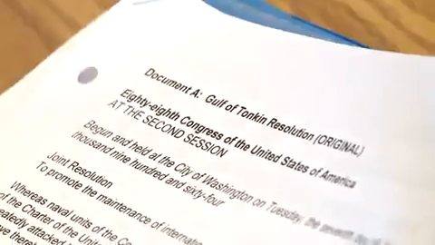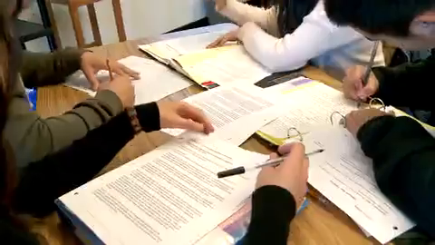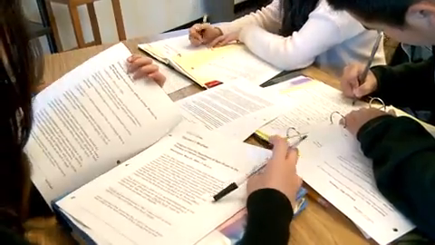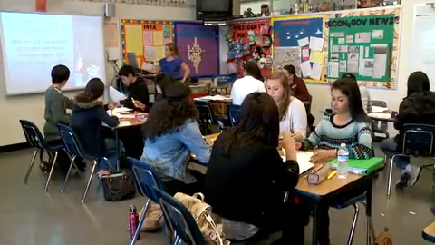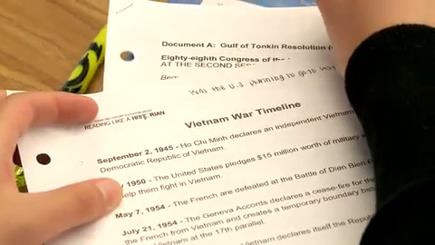All right. On your timeline, I'd like you to write today's questions. We make sure that we're constantly coming back to this as we look at it. And the question is, was the U.S. planning to go to war with Vietnam before the Gulf of Tonkin? What's the first thing that I'm going to do? Source. I'm going to source it.